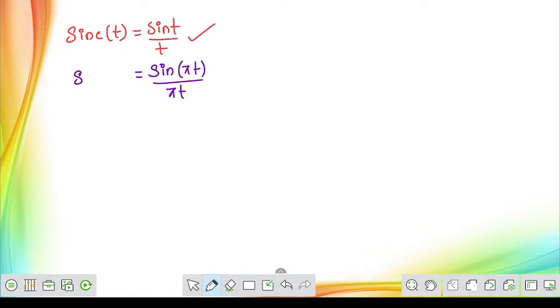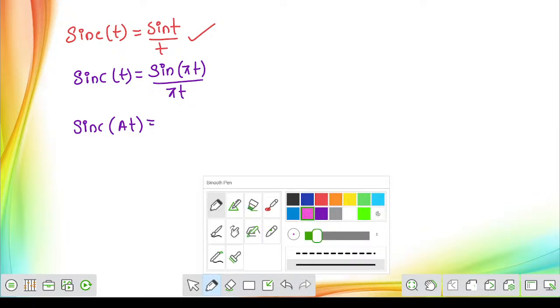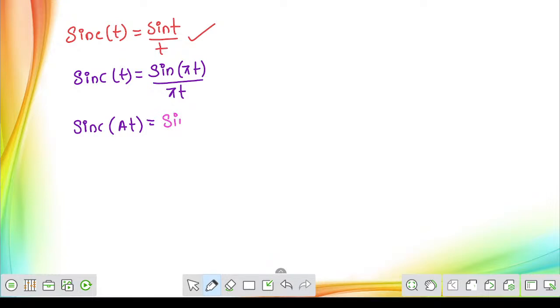Suppose this is sinc t. Suppose you are having sinc of a times t. Then this function can be rewritten as sin of pi times a into t, and in the denominator you will have pi times a into t. This is the representation of a sinc function. So it is very important to pay careful attention to this.